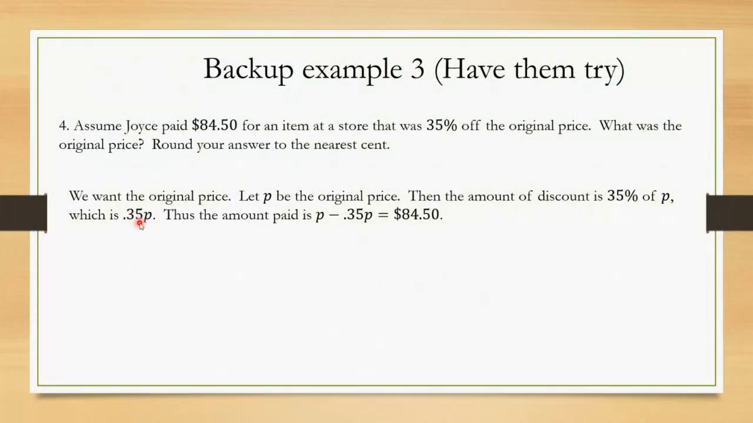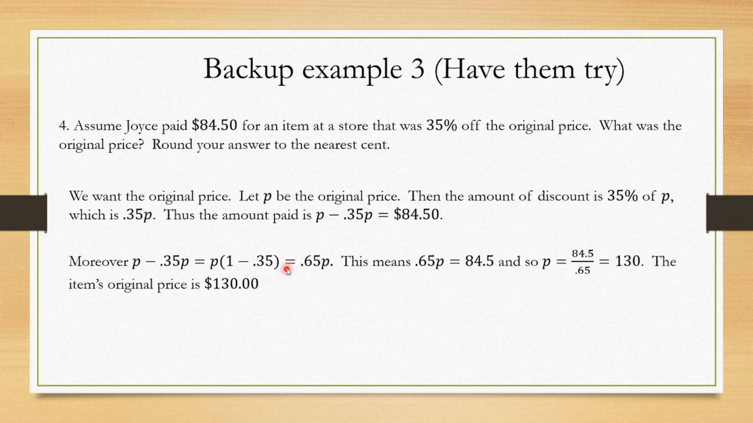We did that last time. If you calculate a percentage of something, you multiply, like I did here. So the $84.50, the amount she paid, is equal to the original price minus the 35%. Now, can we get P? Well, yeah. Basically, what I did here was I factored out P. Doing so, we're left with 1 minus 0.35.